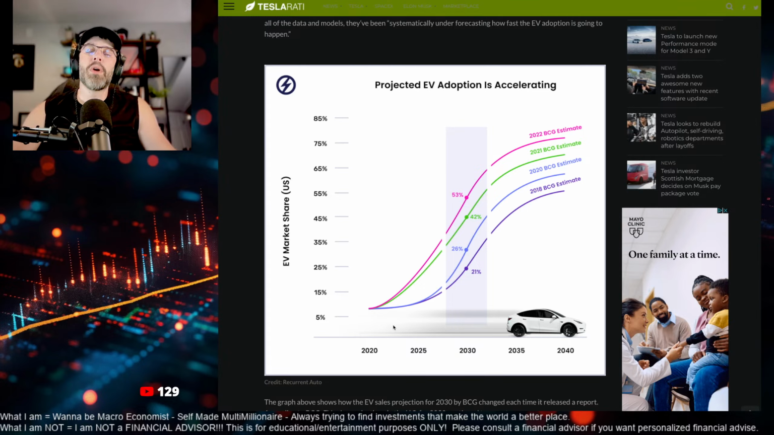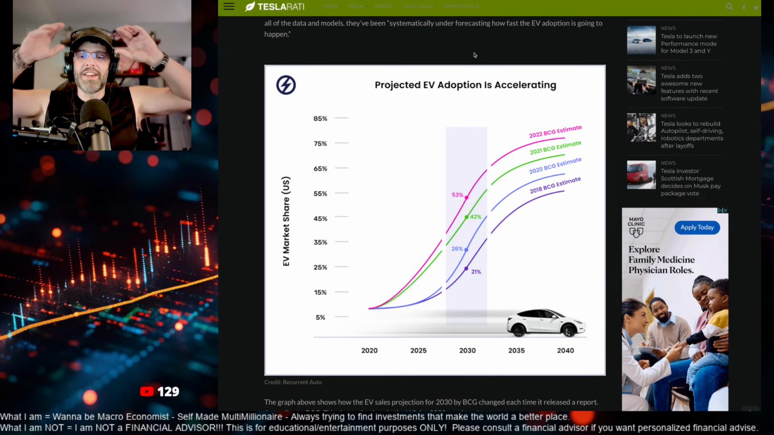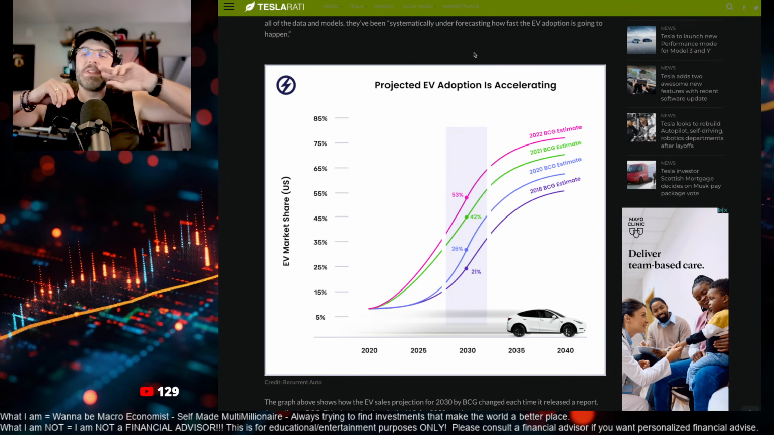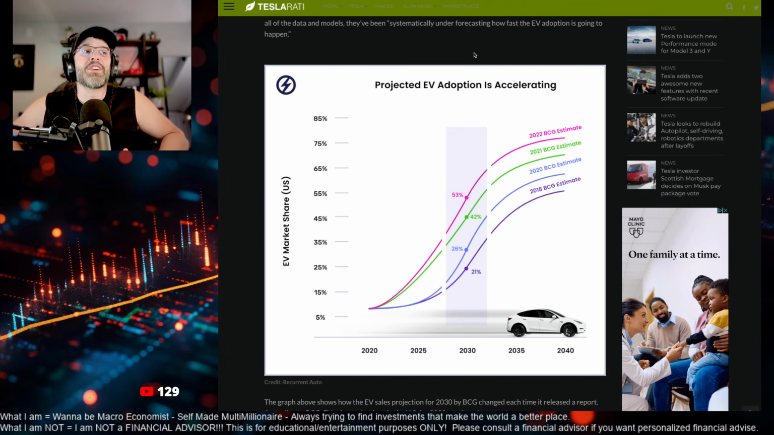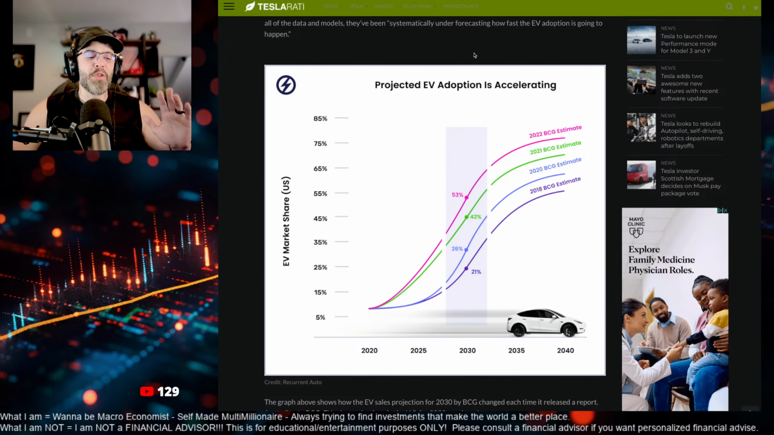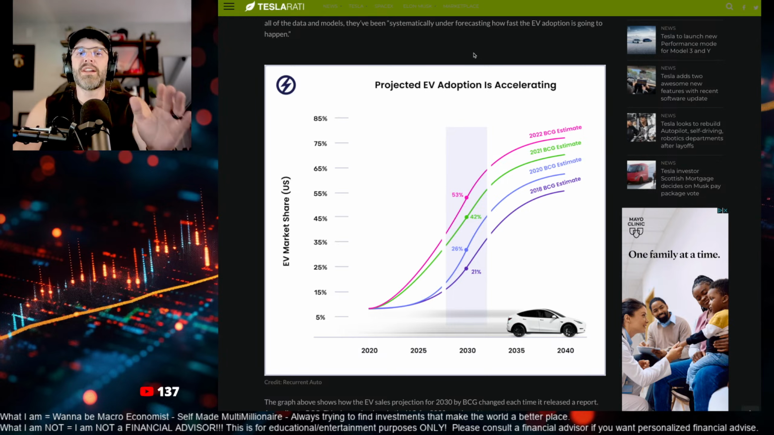But what I wanted to show you right now is that projected EV adoption is accelerating. This is just on the EV side. You've got to remember, Tesla, SpaceX, Neuralink, xAI, these are all adoption curves. Everything that they're touching, the robot, the autonomy, the EVs, even the energy business, everything is an S curve for Tesla, and we're at different points in that S curve.